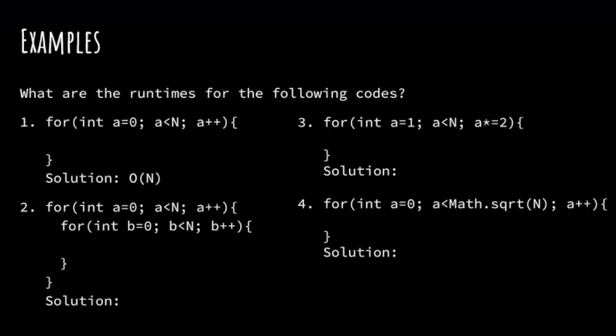So the answer is big O of n because this for loop is run n times. So now on to number 2. The solution will come in 3, 2, 1.